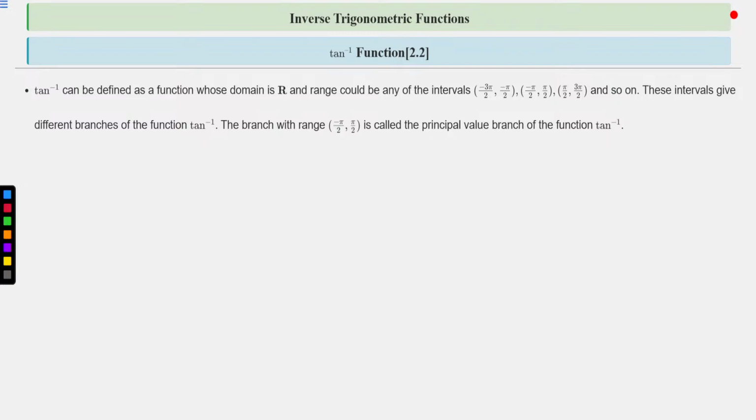The branch with range minus pi by 2 to pi by 2 is called the principal value branch of the function tan inverse. Got it? So tan inverse can be defined with domain all real values and range from minus pi by 2 to pi by 2, right?